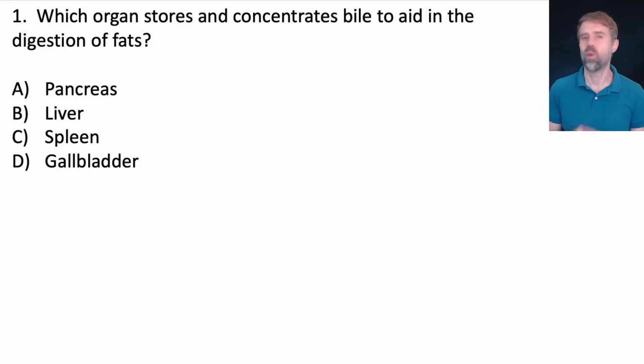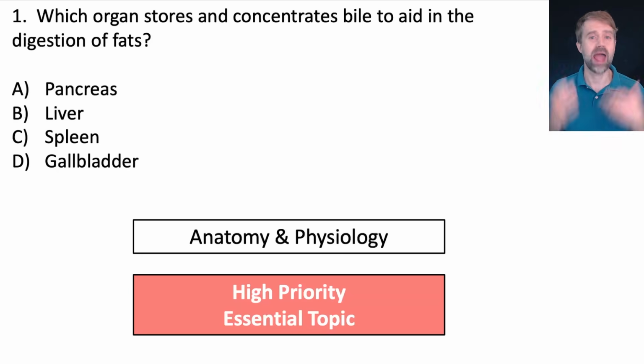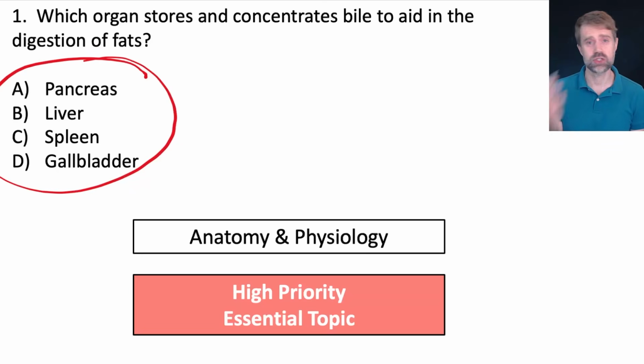Okay, number 1. Which organ stores and concentrates bile to aid in the digestion of fats? Is it pancreas, liver, spleen, or gallbladder? This question is about anatomy and physiology, and it's a high priority essential topic. All of these are organs, and they all have different jobs. One of the most important high priority things you can do for the A&P section is learning the roles of the major organs in the body. So let's go through these one by one.